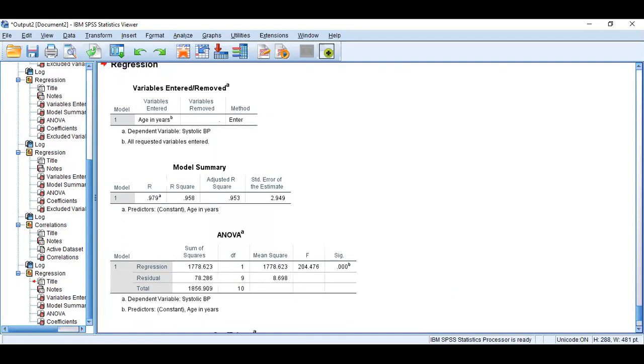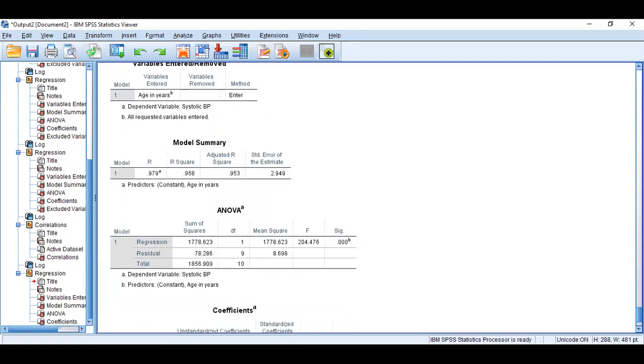Do you see the results? Yes. The R square is 95.8. Thank you.